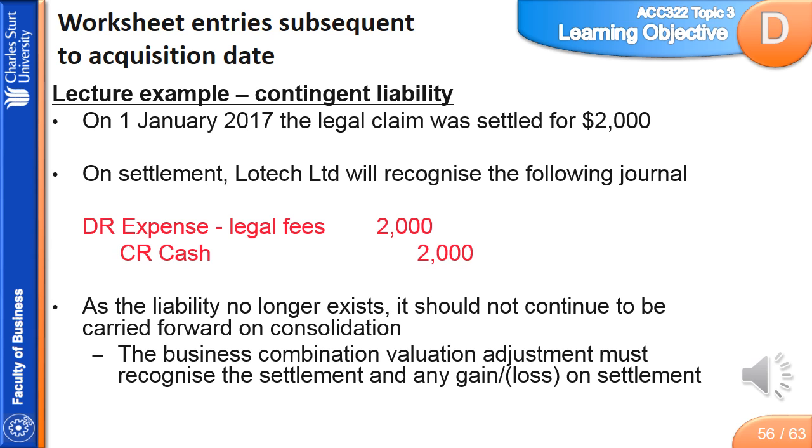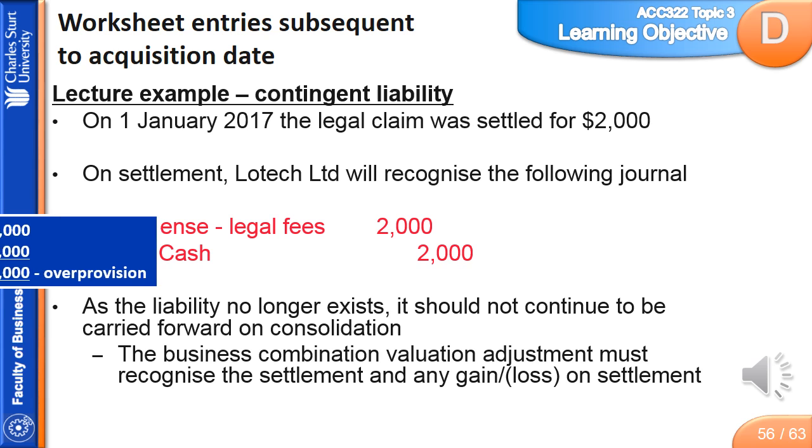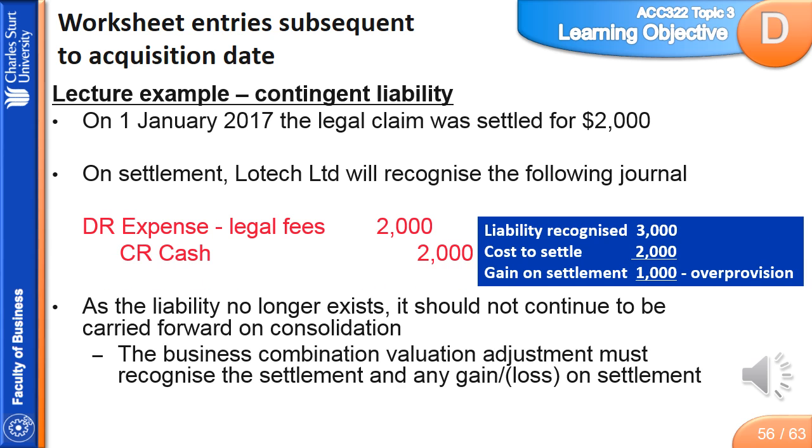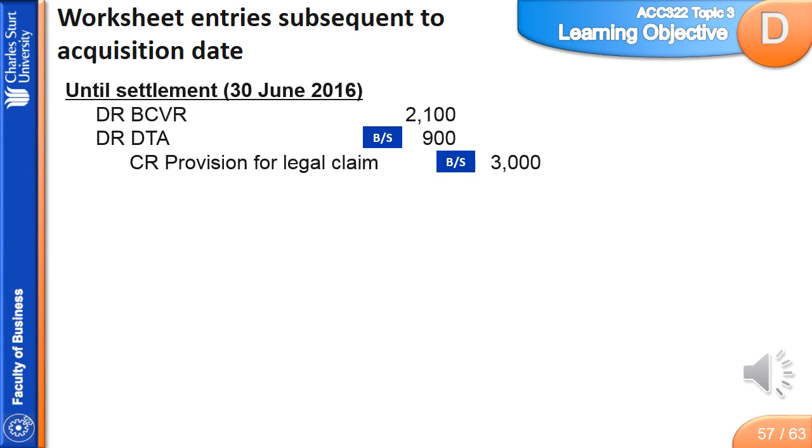And for our purposes, we need to record a different entry when we prepare the consolidated accounts to recognise this gain on settlement. And it's a gain because they ended up only having to pay $2,000, but we provisioned for $3,000 at acquisition date. So in the 30th of June 2016 accounts, we recorded the debit to BCVR $2,100, which was 70% of the $3,000, a DTA, deferred tax asset, of $900, and a credit for provision of legal claim $3,000. And the liability was settled in the next financial year, 30th of June 2017.